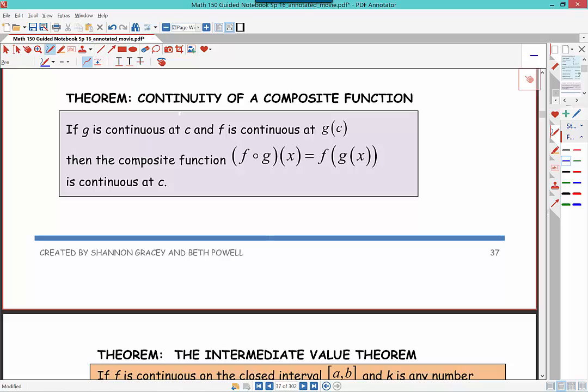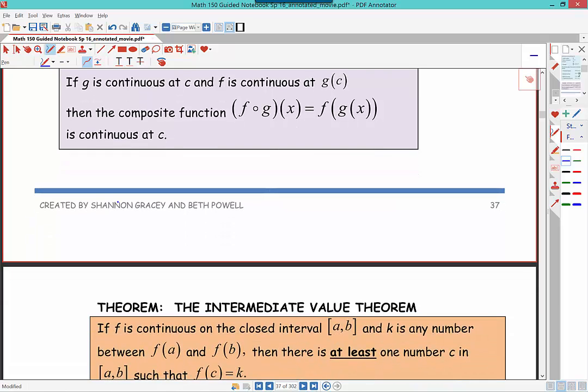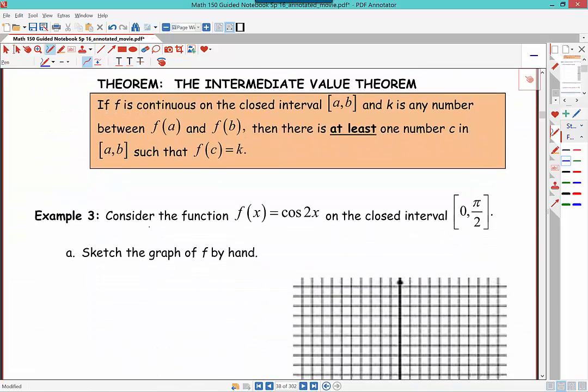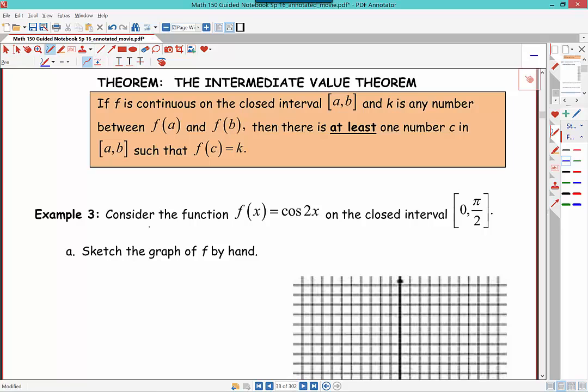And then again, continuity of a composite function. If you've got g continuous at c and f is continuous at g at c, then the composition is continuous at c. So let's take a look at the intermediate value theorem.